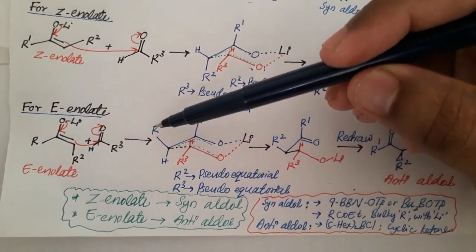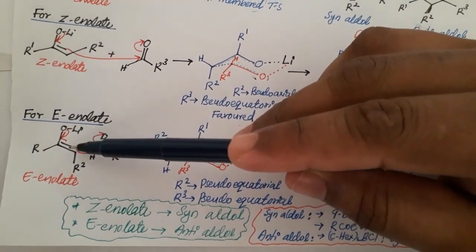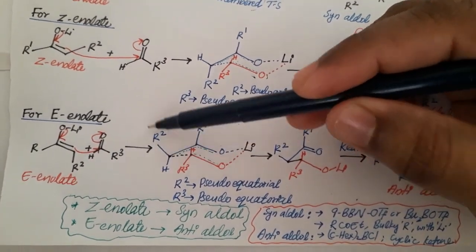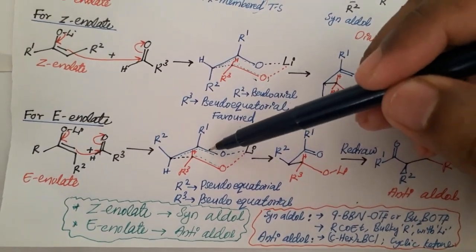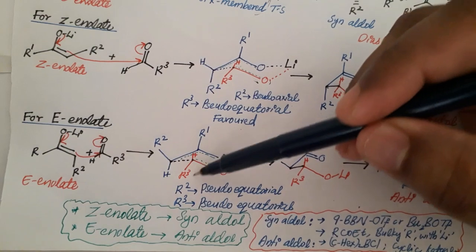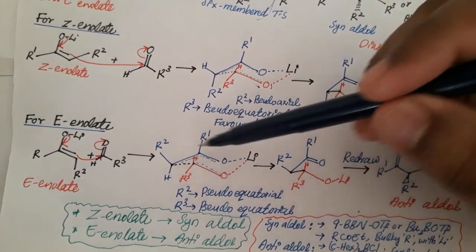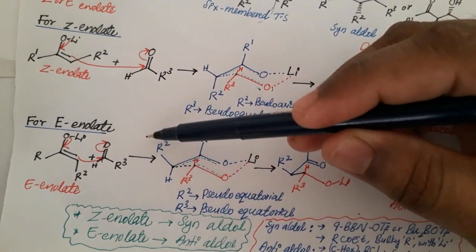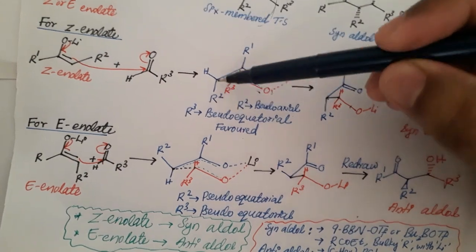Why? We can see from the E-enolate structure. The E-enolate geometry should be reflected in this structure also. That is, R2 is upward and this oxygen is downward. The E-enolate oxygen is downward. That's why it is the E-enolate. And moreover, here also R3 should be in pseudo equatorial in order to avoid this 1,3-diaxial interaction. This is the most favorable structure. So in the E-enolate, your R2 should be in pseudo equatorial upward. In the Z-enolate, your R2 should be pseudo axial downward.